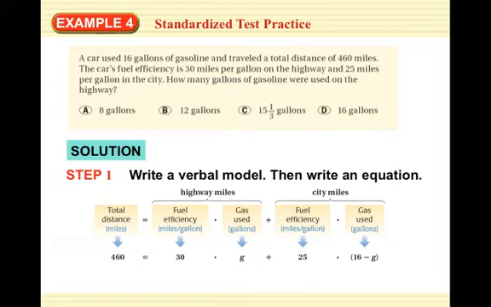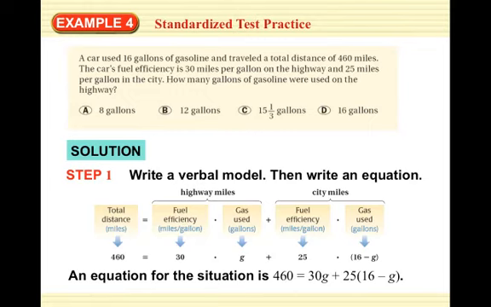If 5 gallons were used for the highway, that would leave us with 11 for the city. Wait, I'm not sure I said that right. If 11 gallons are used for the highway, then 5 are used for the city. So they always have to add up to be 16. So whatever G is, we subtract that away from 16, and that'll give us how much is left over for the city miles. So we're going to have 460 equals 30 times G plus 25 times 16 minus G. Because no matter what G is, how much is left over for the city is going to be total minus how much was used. So it's going to be 16 minus G. An equation for this situation is 460 equals 30 times G plus 25 times 16 minus G.